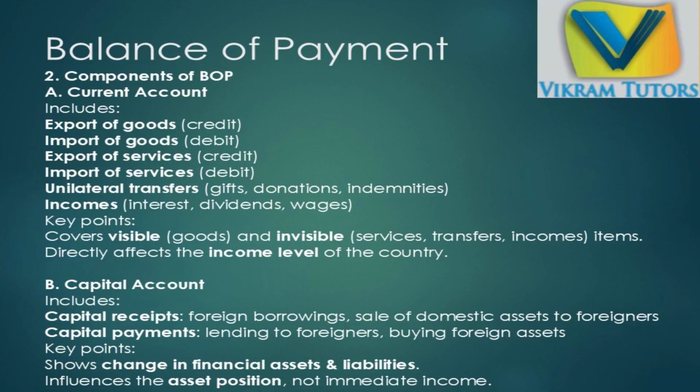The balance of payments, or BOP, is a comprehensive record of a country's economic transactions with the rest of the world. It is divided into two main components: the current account and the capital account. The current account tracks the flow of goods and services, income from investments, and transfer payments, reflecting the country's trade balance and earnings from abroad.